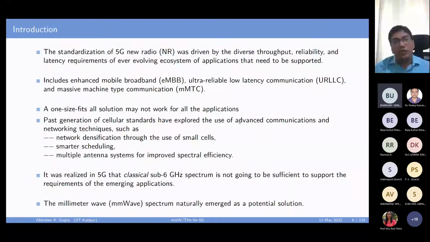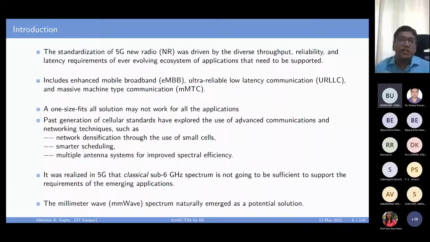So let me start the talk. I'll give a short introduction, which includes a history of how millimeter wave and terahertz frequencies came into existence. So we know that the standardization of the current 5G radio was driven by the diverse throughput, reliability, and latency requirements of this ever-evolving ecosystem of applications.